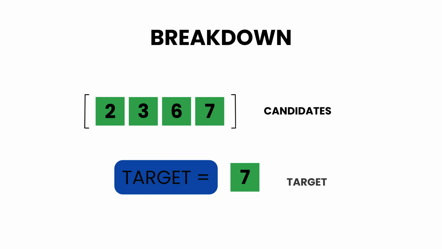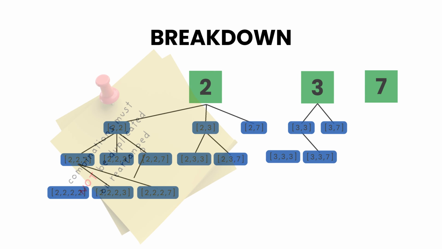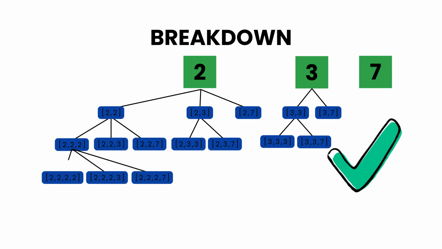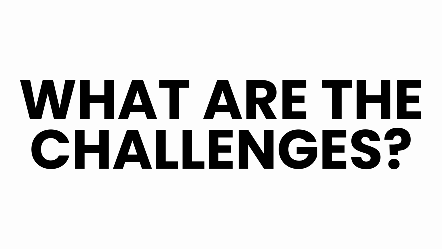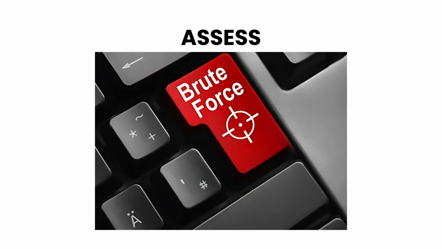We're given an array of unique positive integers called candidates and a target number. Our goal? Find all unique combinations where the numbers sum up to the target. Each number in candidates can be chosen unlimited times, and combinations must not be duplicated or rearranged. We need to return a list of all possible combinations, with each combination as a list. What are the challenges? A brute force approach would be to try every subset, but that's exponential time, way too slow. We need a smart strategy.